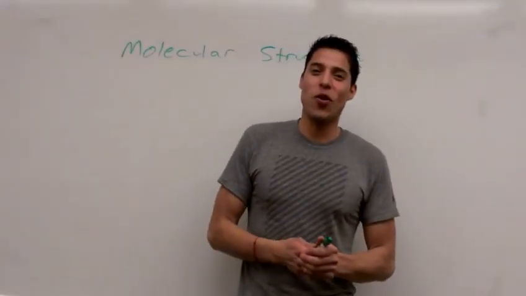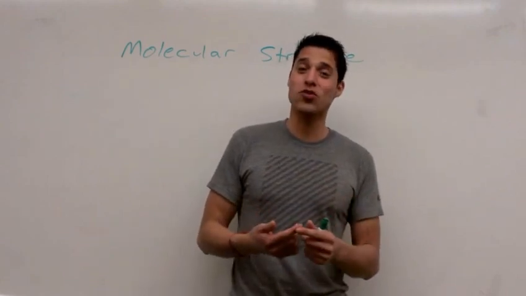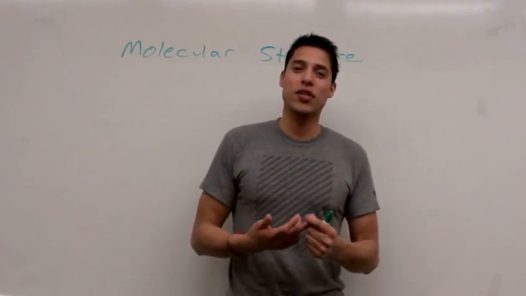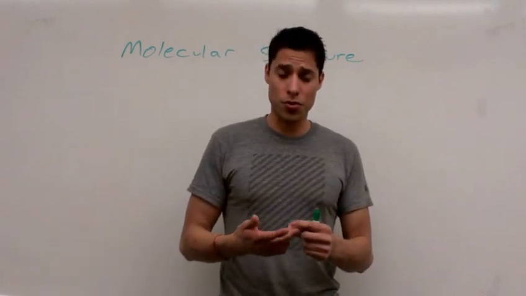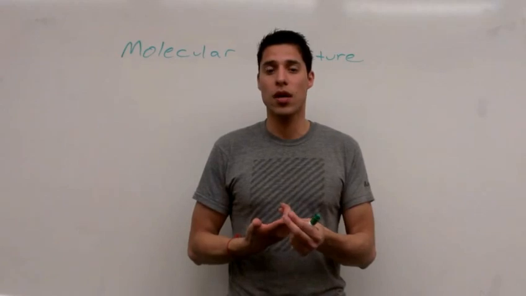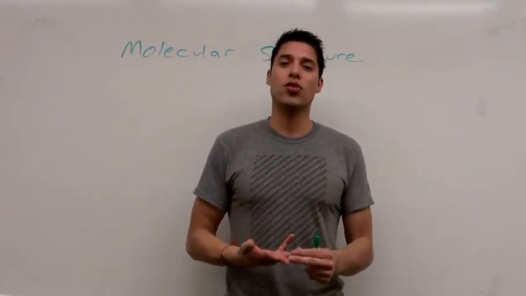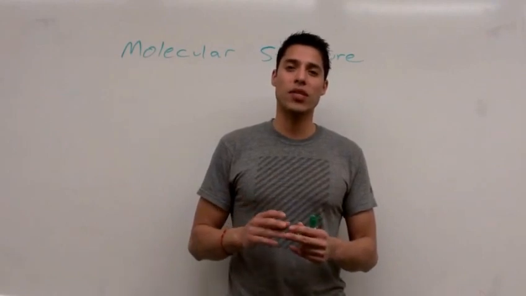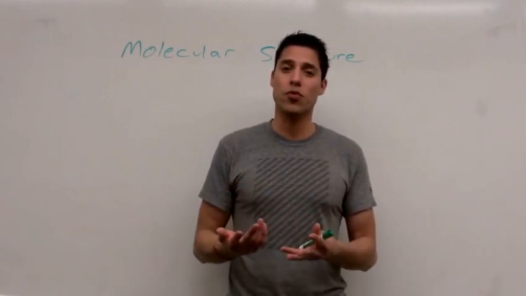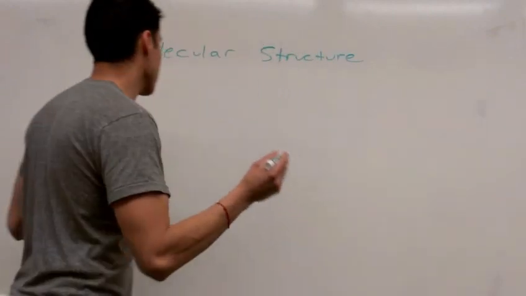All right, welcome to this video on molecular structure. In this video, we're going to be going over how to draw Lewis structures. There's basically 3 steps that you're going to follow. The first step is you're going to determine the number of valence electrons. The second step is you're going to determine the central atom. And the third step is if the central atom is in the first 2 periods, you're going to follow the octet rule. So let's go ahead and jump in with some examples.